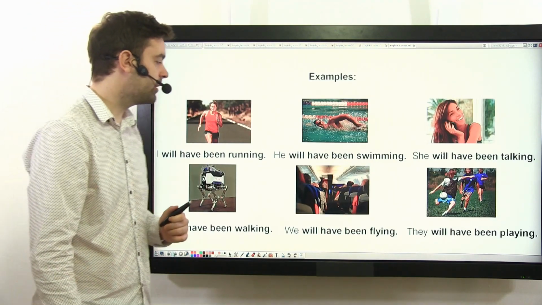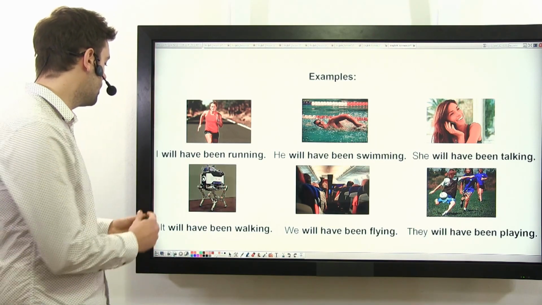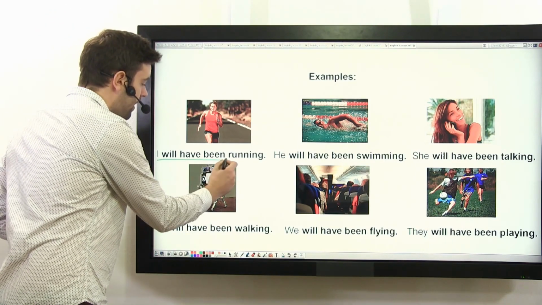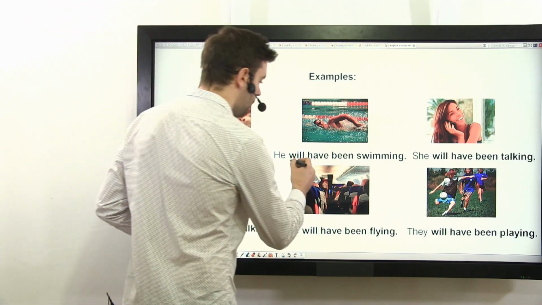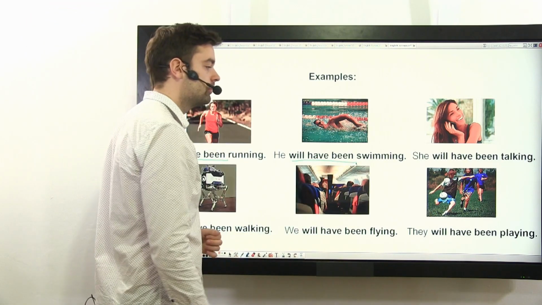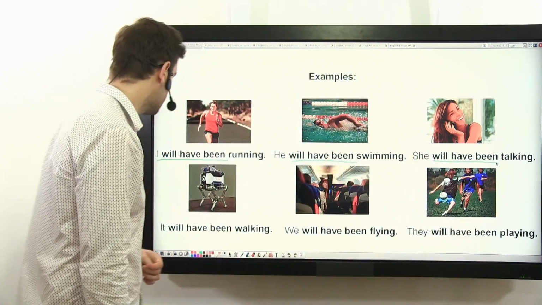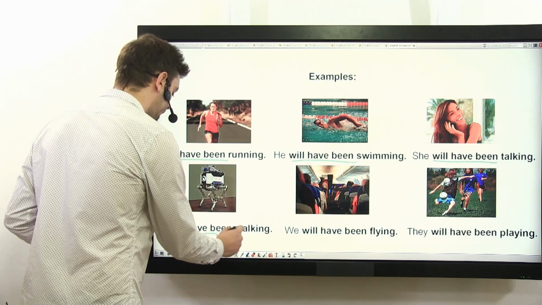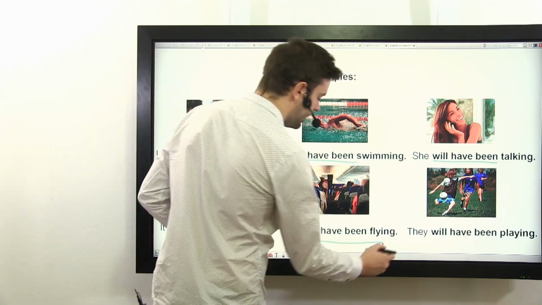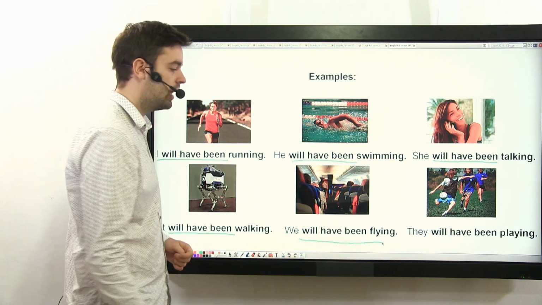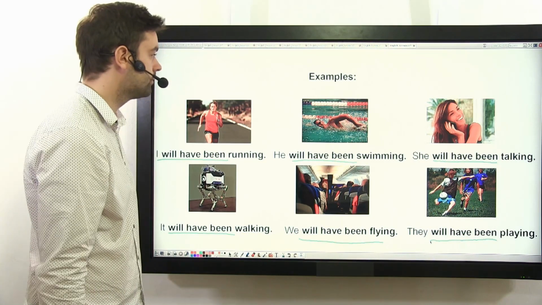Let's take a look at some examples of the future perfect continuous. I will have been running. He will have been swimming. She will have been talking. It will have been walking. We will have been flying. And they will have been playing.